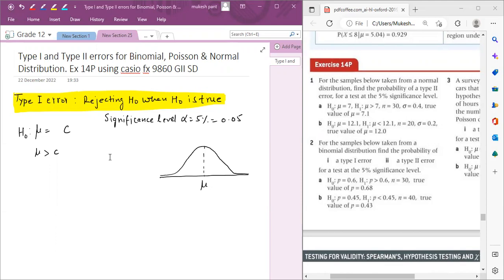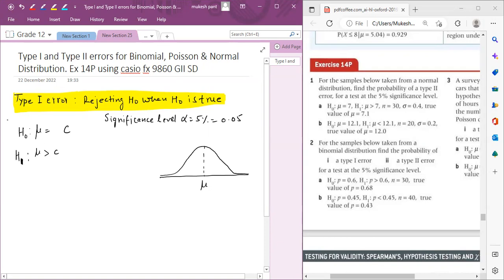So there are some points which you need to keep in your mind. If you remember these points, then it will be easy for you to find out the type 1 and type 2 error. It's very simple, but you need to focus, right? Whenever you have a problem, either based on binomial or Poisson or normal distribution, you will have two types of hypothesis: null hypothesis and then alternative hypothesis.